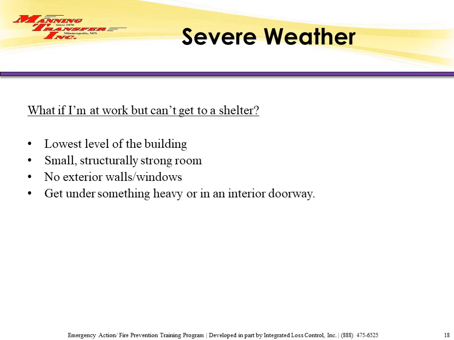In a severe weather event such as a tornado, if we don't have a pre-established interior shelter, we can look at some other options like seeking the lowest level of the building. We might want to find a structurally small room that would provide the protection we would need. We want a room with no exterior walls or windows. And we can always look at getting under something heavy like a workbench or a desk, or we could seek some shelter in the doorframe of an interior doorway.